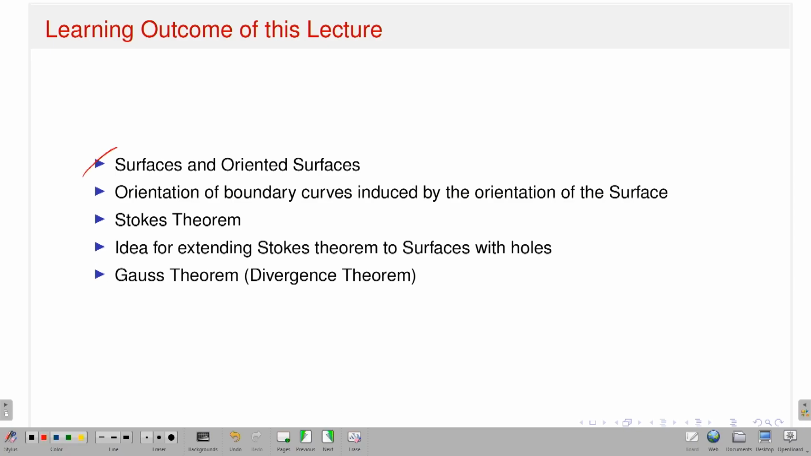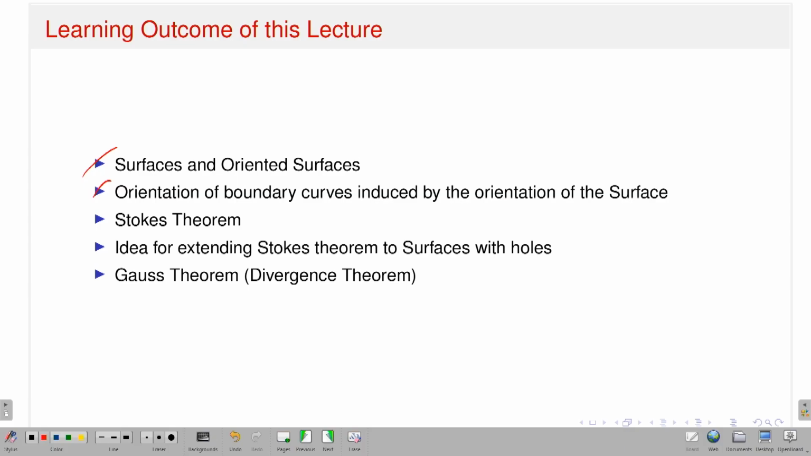First I will start with surfaces and oriented surfaces. I will just recall those concepts, which I already discussed in my last couple of lectures when I talked about scalar surface integral and vector surface integral. There I started with the notions of surfaces and oriented surfaces. First I will start by recalling all those definitions once again. Then I will talk about the oriented boundary curve. If I have an oriented surface, then that oriented surface will automatically induce some orientation on the boundary.